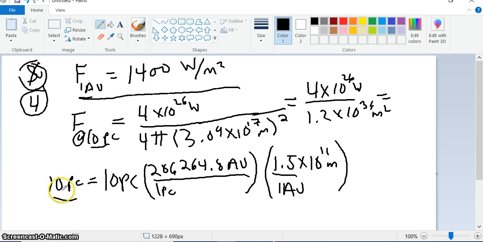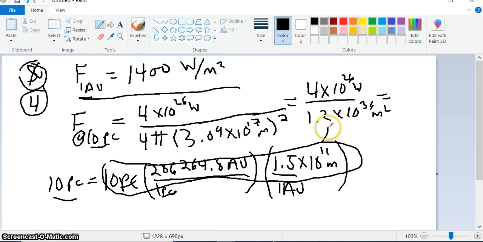But how did we get this? So 10 parsecs. It turns out 1 parsec is 206,264.8 astronomical units. So the parsecs cancel, and then you multiply in 1 astronomical unit. Remember, that's the distance from the Earth to the Sun, 1.5 times 10 to the 11th meters. So you multiply all these numbers together, and this is what you get right here. That's what the denominator is.